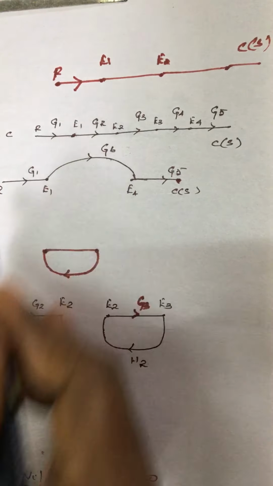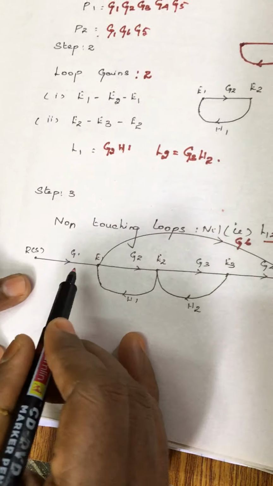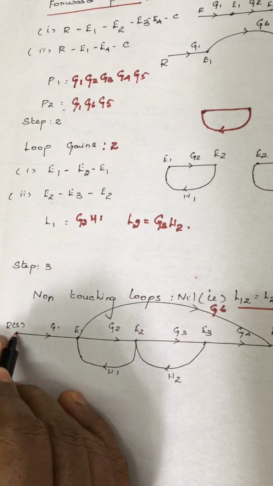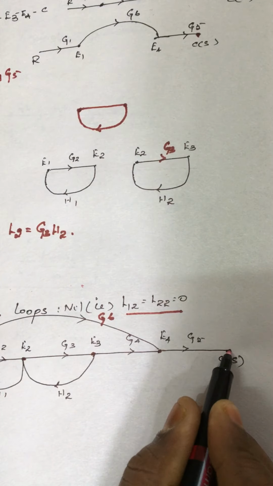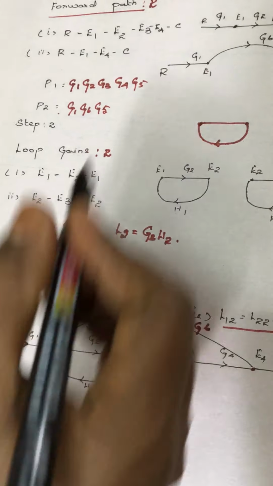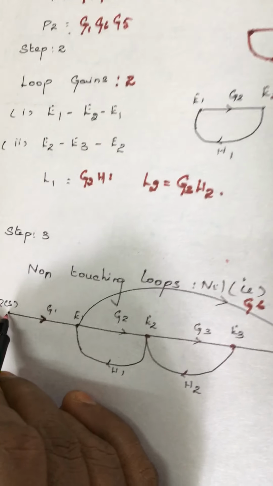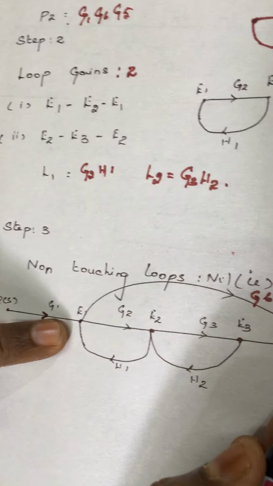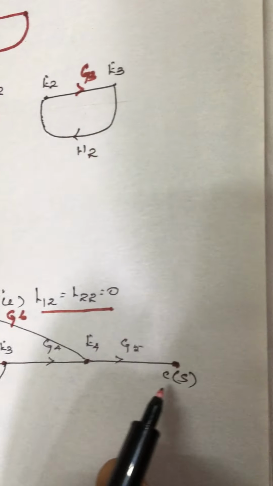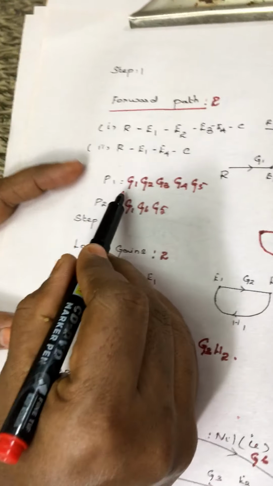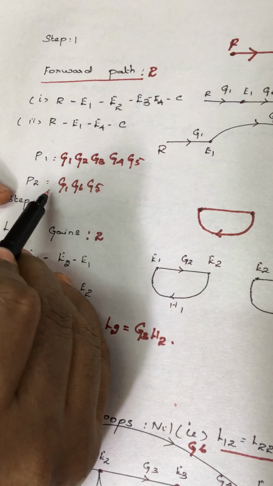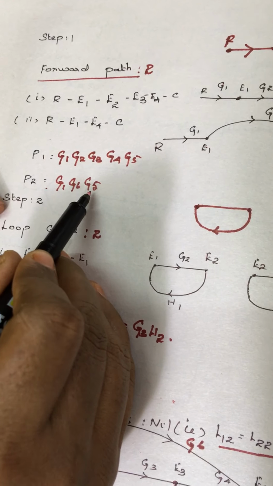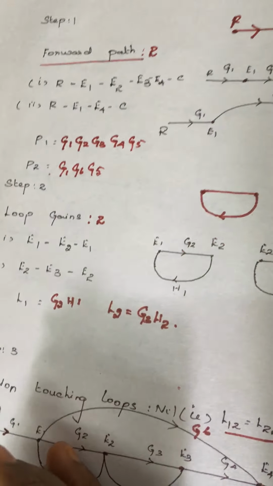In this problem, we have two forward paths. One starts from R of S, E1, E2, E3, E4 and the output C of S. It moves with the arrowhead direction. The next forward path starts from R of S, E1 and moves towards the node E4 and C of S. So the forward path gains we obtain as P1 is equal to G1, G2, G3, G4 and G5, and P2 is equal to G1, G6 and G5. These are the gains in the case of these two forward paths.